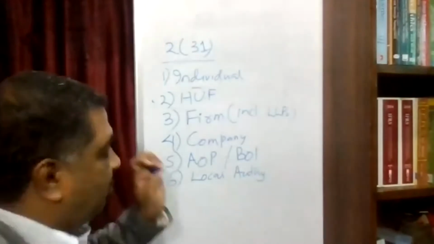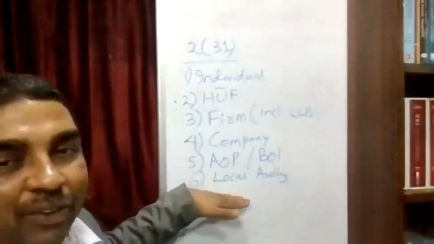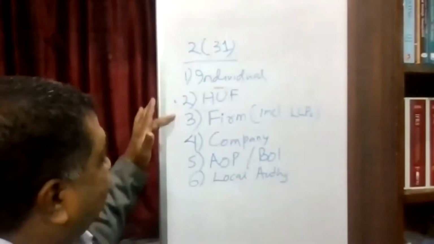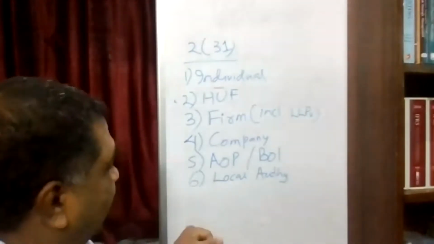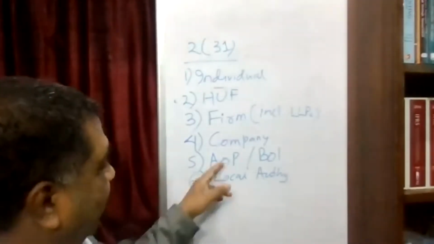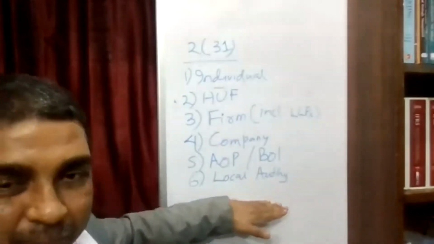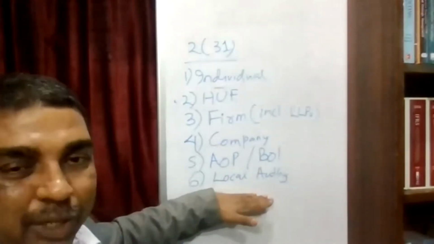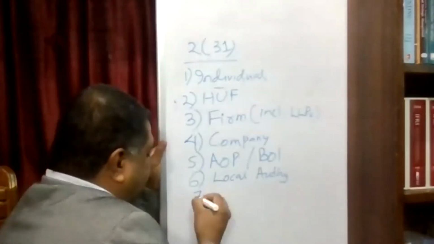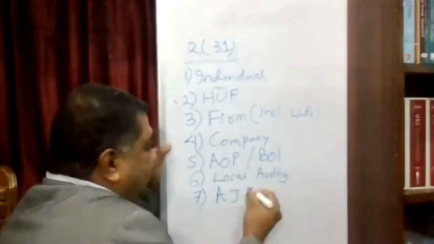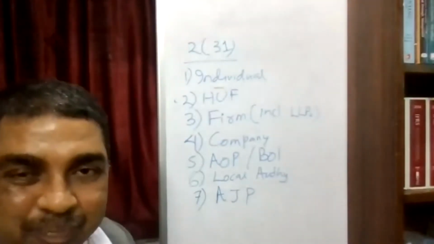Very nice that you have pointed this out, because many times when the question is asked, students forget this particular item. In most cases we have seen, students write 7 because they know person 7, but they forget the local authority. They go straight from 5 to 7, or they categorize AOP, BOI into 2 types of persons. Please remember, many times people forget local authority, LA. Now, what is the last one? Artificial juridical person, or AJP. So these are the 7 categories of persons.